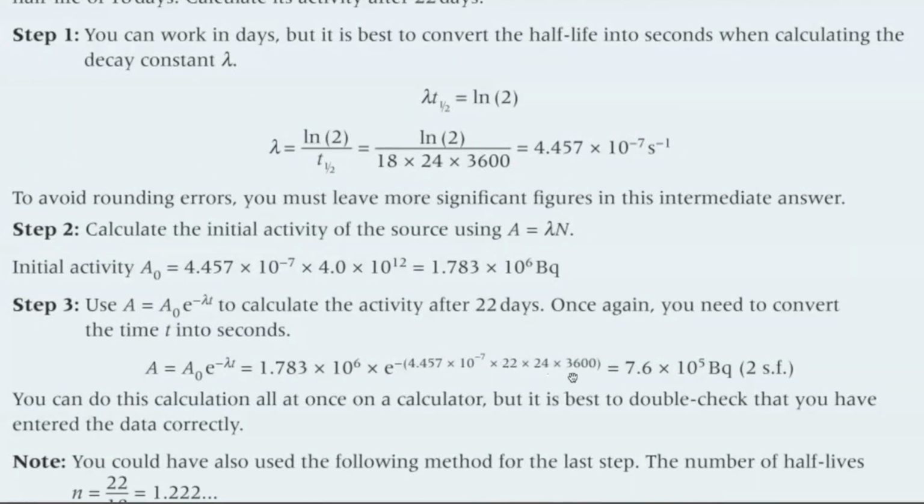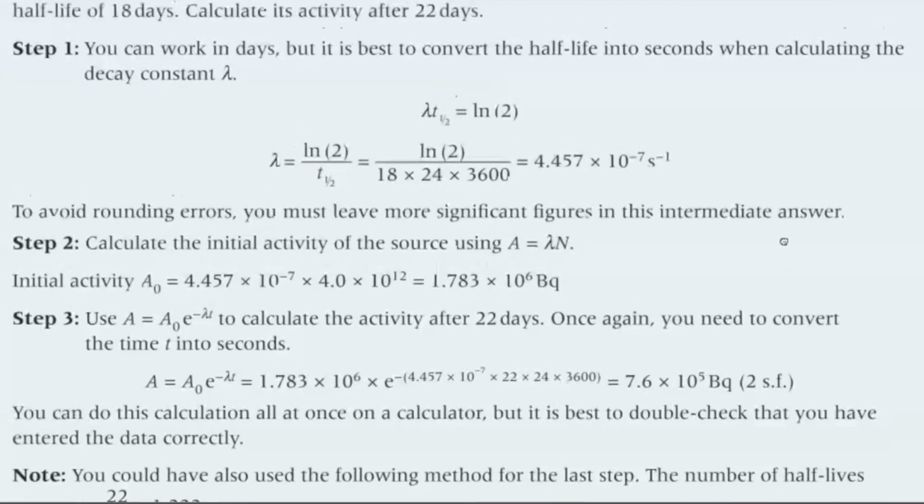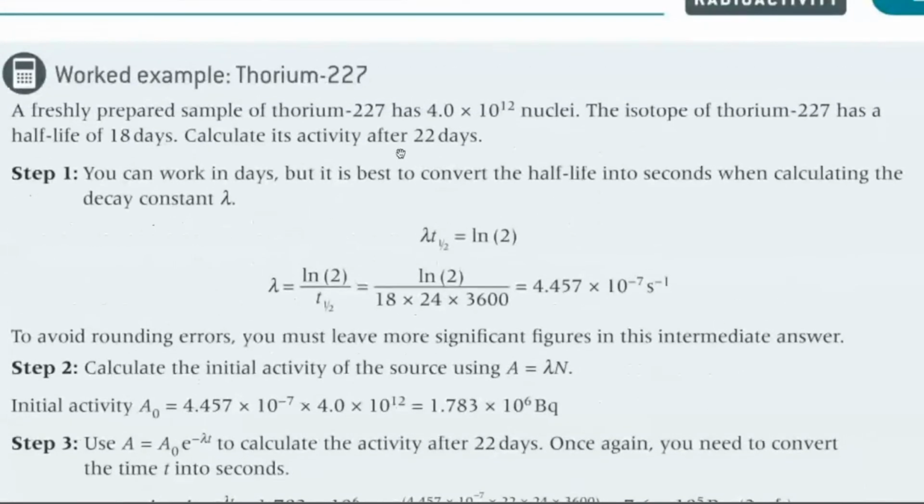times 24 times 3,600 to give us the time in seconds. And then that's our answer. We get 7.6 times 10 to the 5 becquerels. So we've answered this: calculate its activity after 22 days.